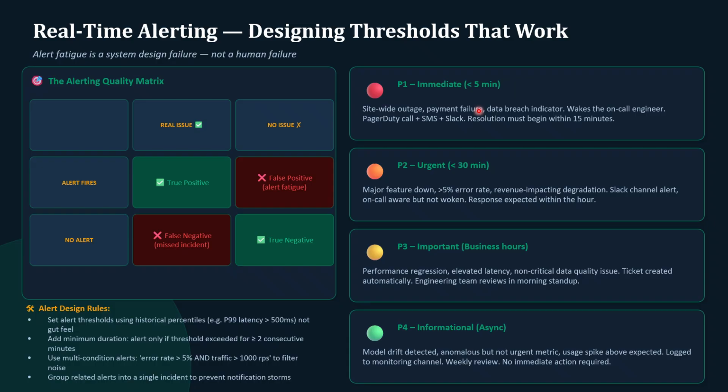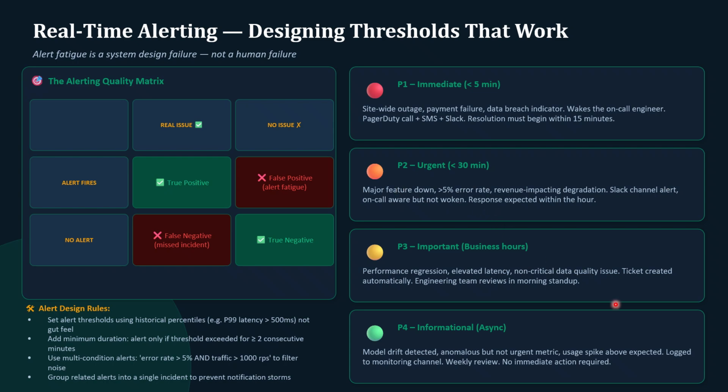So the 4 alert design rules are the practical implementation. Firstly, we have to set the threshold using historical data. The 99th percentile of latency over the last 30 days is a defensible threshold. And second is adding a minimum duration. A single spike above the threshold may be a blip, so a 2-minute sustained exceedance is a real problem.